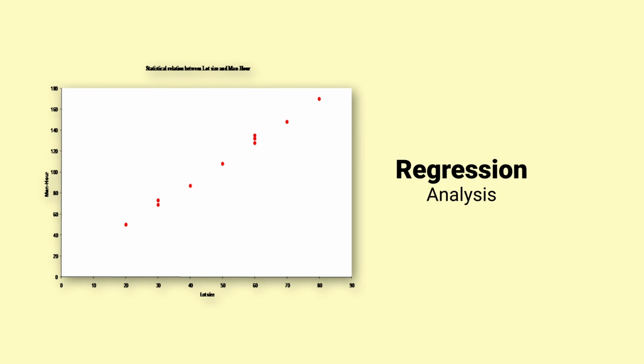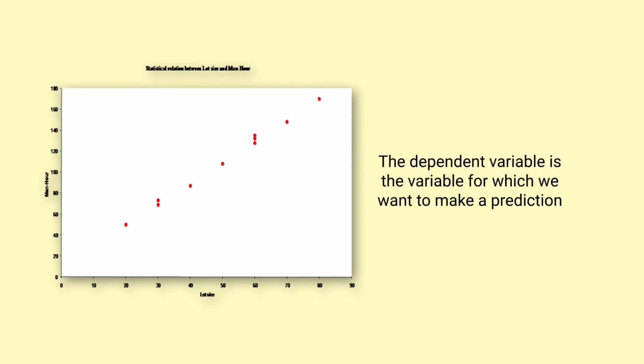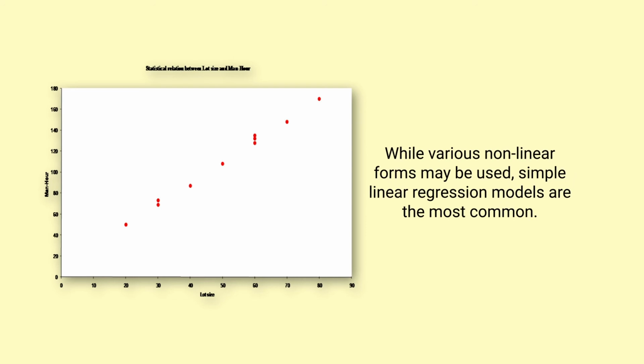So regression analysis is a statistical tool that gives us the ability to estimate the mathematical relationship between a dependent variable, usually called y, and an independent variable, usually called x. This we have already taken care of, and the dependent variable is a variable for which we want to make a prediction. While various non-linear forms may be used, simple linear models are the most common ones.